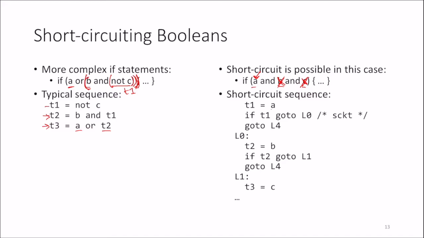So it checks A, and if A was true, it goes to L0. Otherwise, it goes to L4. What we want to do here is L4 here should skip all of the computation that we don't need to do anymore. So the short circuit is happening in these two states.